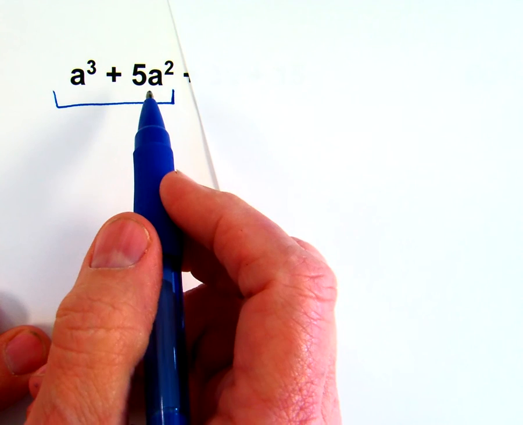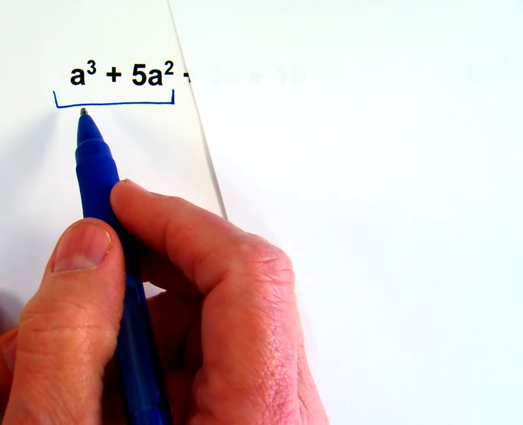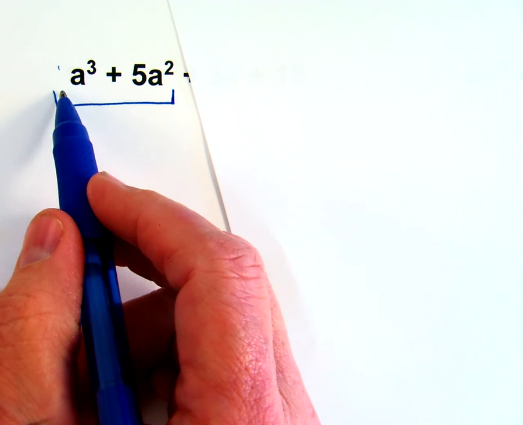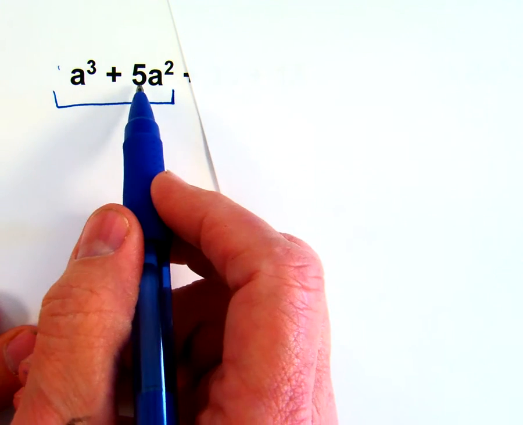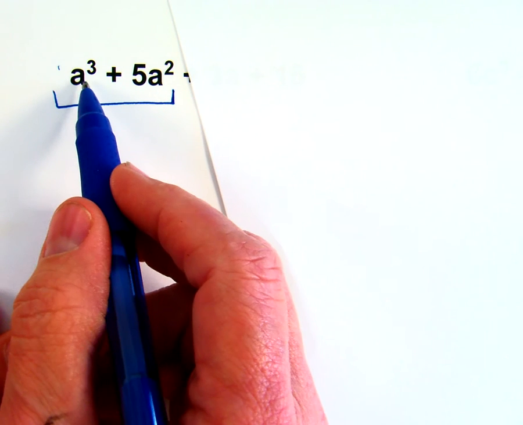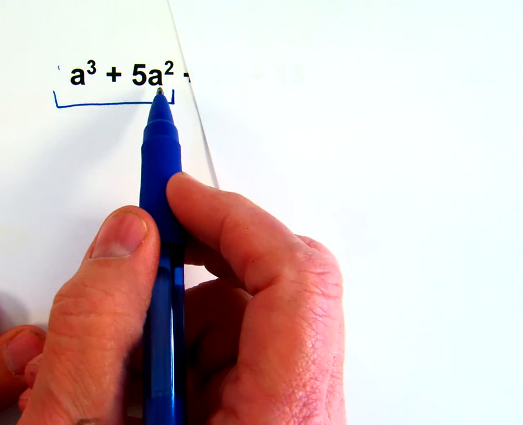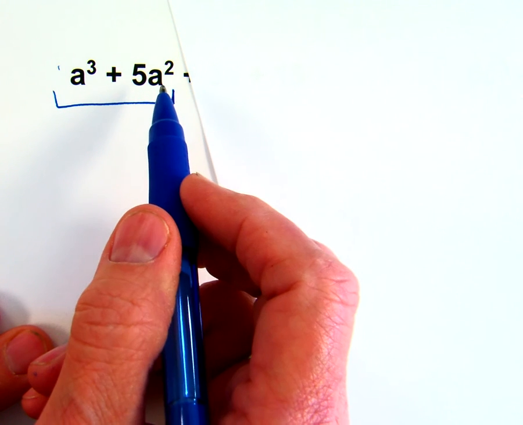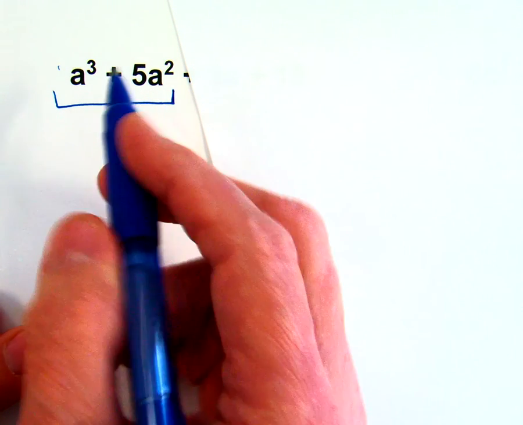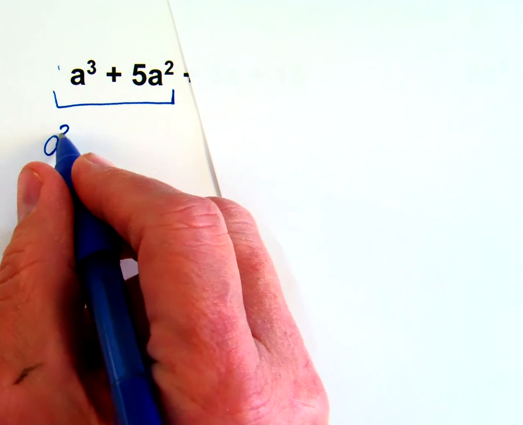What do both of these have in common? What factors? Well, that's a cubed. The 1 is the coefficient. 5, that's nothing in common. A cubed is three a's: a times a times a. A squared is two a's: a times a. Oh, wait, they have a times a in common. I can factor out a squared.